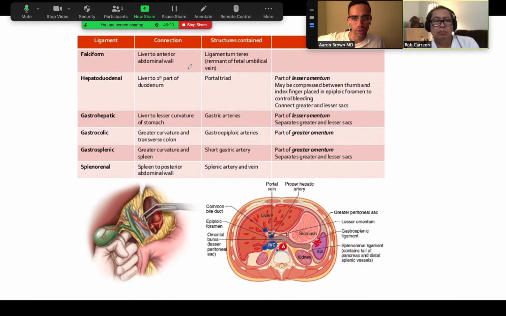Okay, some important ligaments. Falciform: this contains the ligamentum teres, which is the remnant of the fetal umbilical vein. Hepatoduodenal, a beautifully named ligament because it tells you what it connects: from the liver to the duodenum, and this contains the portal triad. This is going to be our most important of the ligaments because it contains these three very important structures. Okay, what's in this portal triad?